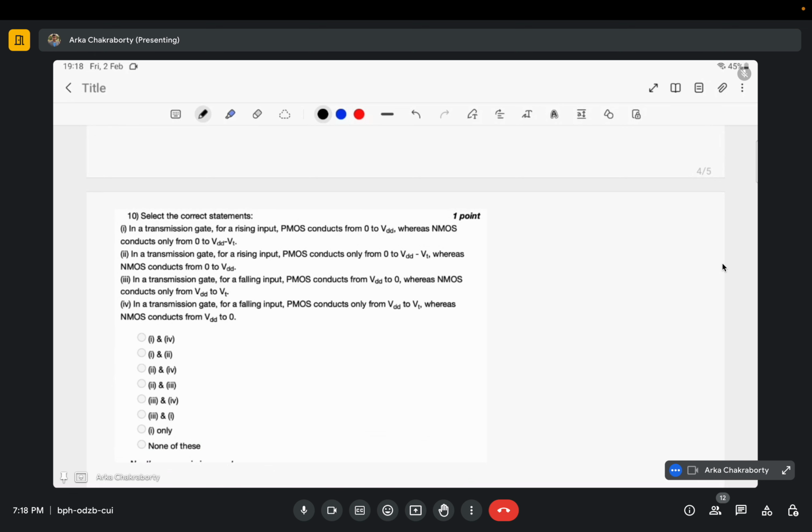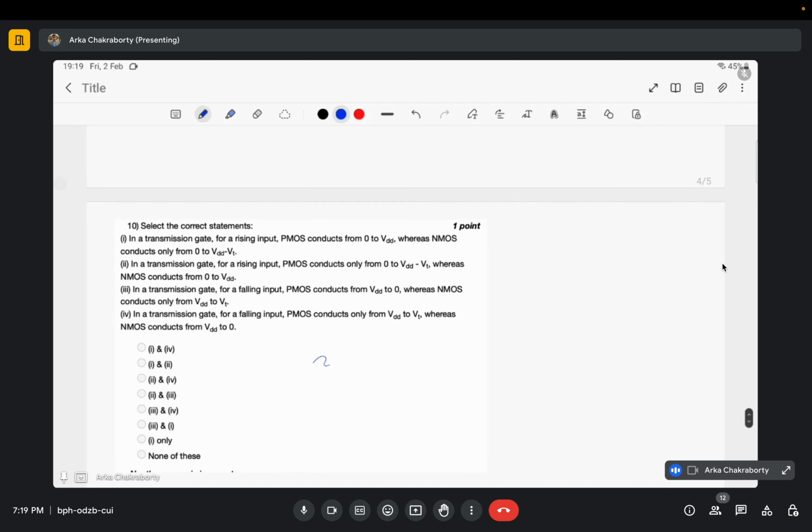Select the correct statement. Here they are talking about transmission gate logic. Should I talk about transmission gate logic before or after this question? Okay, let me just go through this question, then I will talk about transmission gate logic a little bit. The first point is, in a transmission gate for a rising input, PMOS conducts from 0 to VDD, whereas NMOS conducts only from 0 to VDD minus VT. Let us draw a transmission gate, then we will understand what is happening.